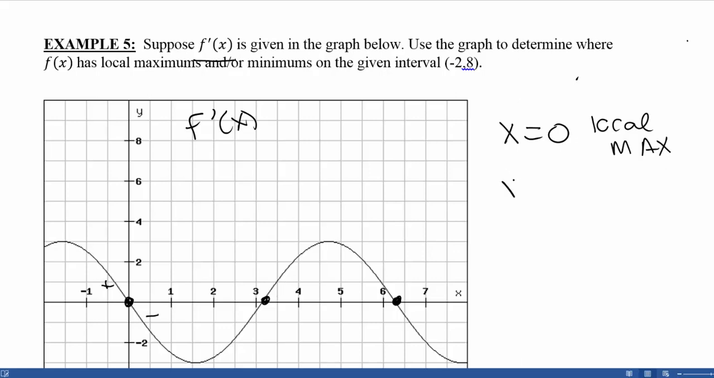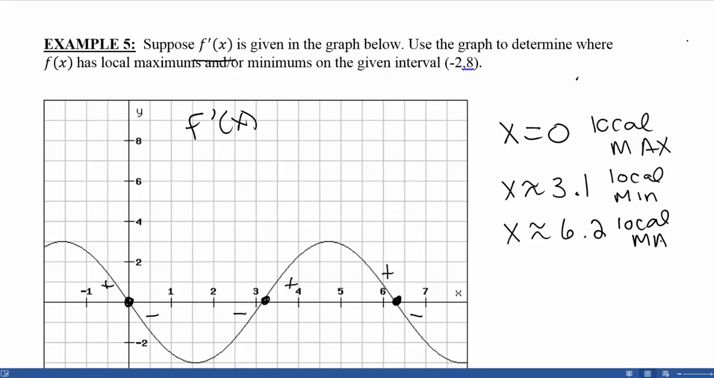Our next critical point, which is approximately 3.1, our derivative is negative to the left of 3 and positive to the right of 3. If the derivative around your critical point changes from negative to positive, that means that critical point is a local minimum. Finally, our last critical point, which is approximately 6.2, we can see that our derivative is positive to the left and negative to the right. So again, if your derivative changes from positive to negative around a critical point, you have a local maximum.